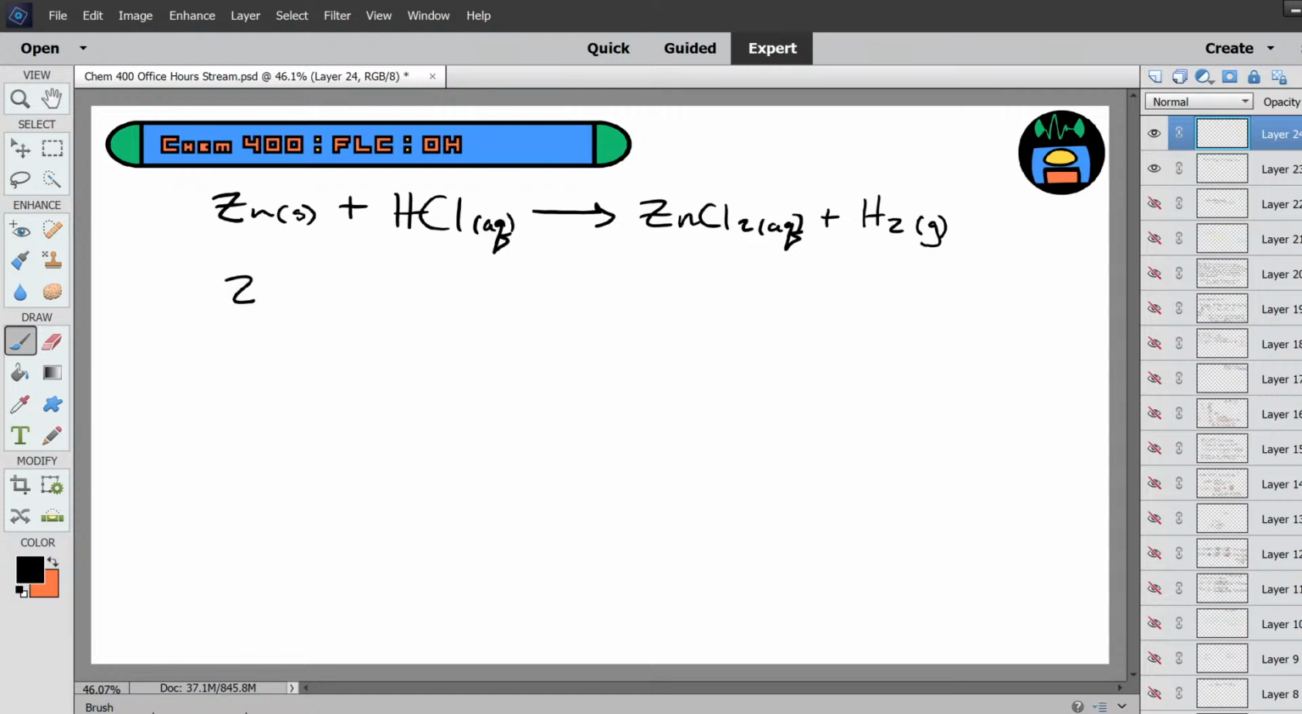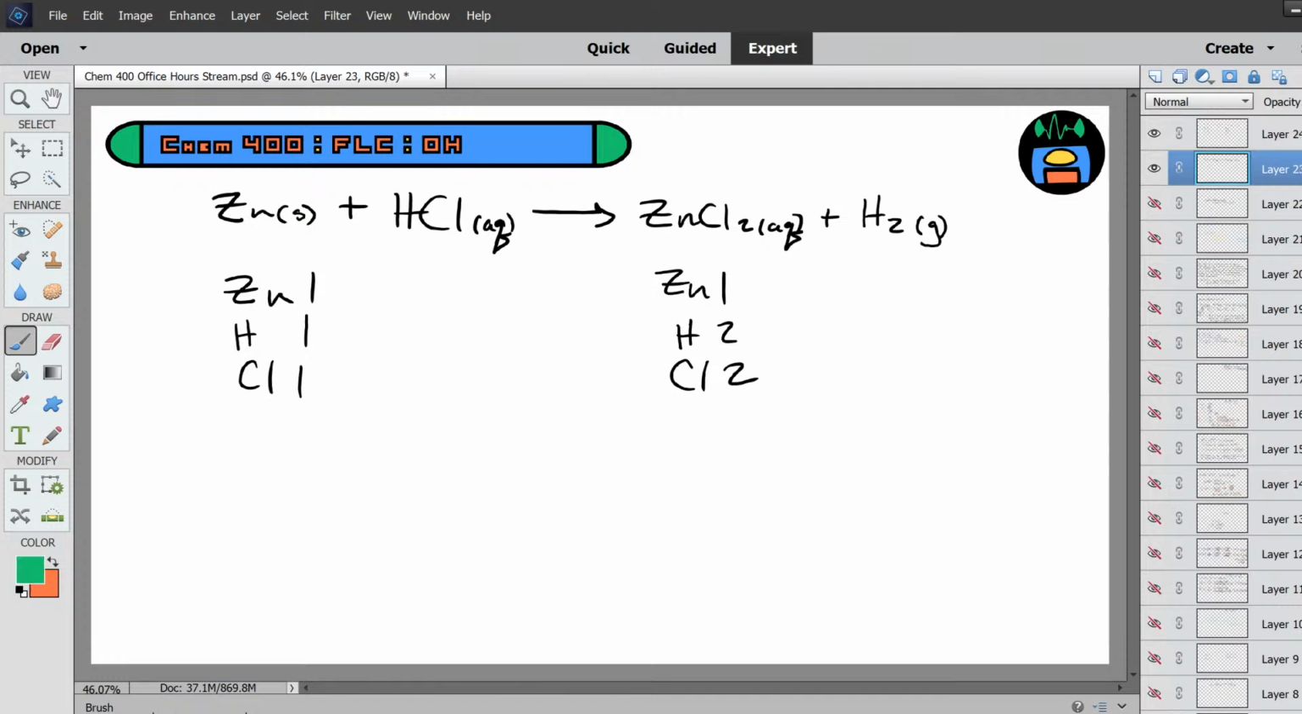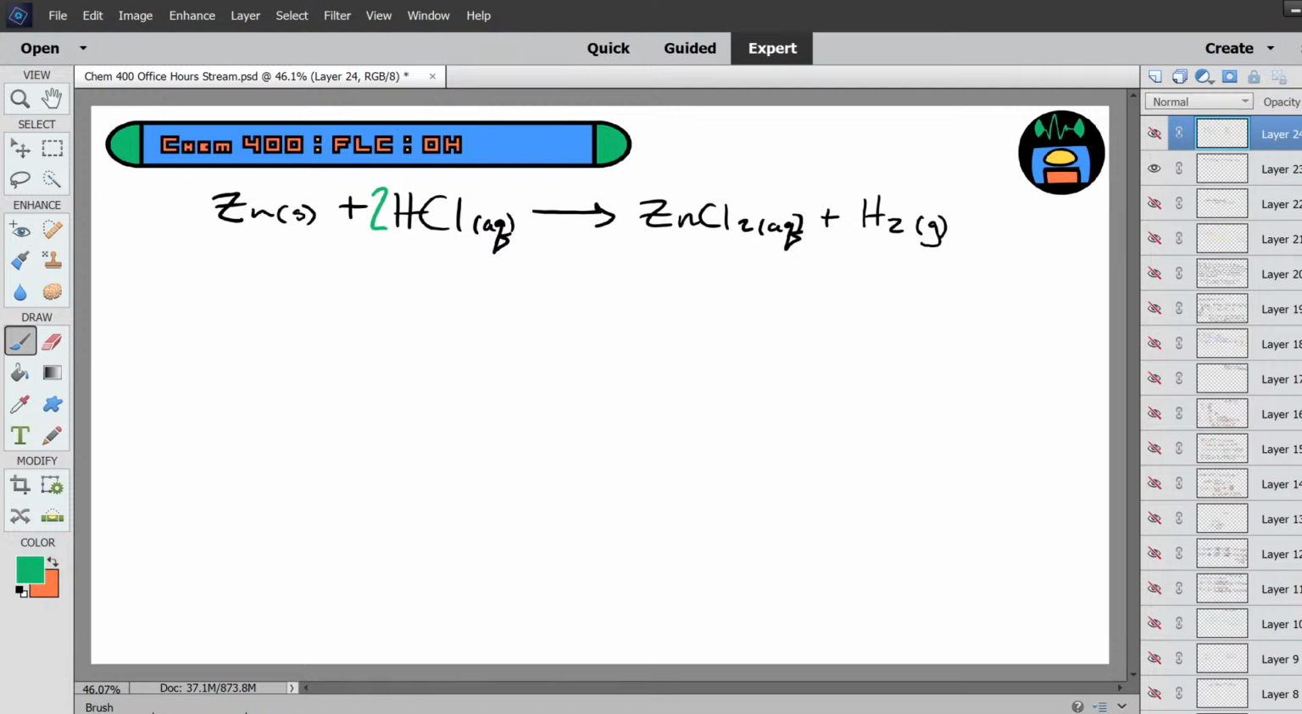So we have zinc, hydrogen, and chlorine. On our reactant side, there's 1 zinc, 1 hydrogen, 1 chlorine. On our product side, there's 1 zinc, 2 hydrogen, 2 chlorine. So we can balance this whole thing if we multiply HCl by 2. This will balance hydrogen and chlorine in one fell swoop. So that is our balanced chemical equation.